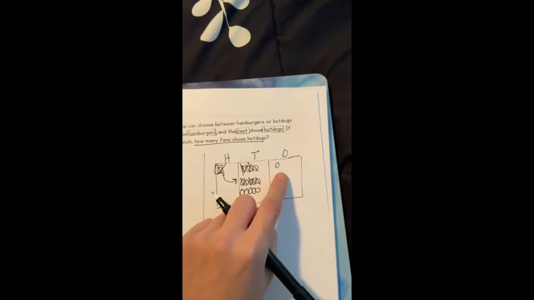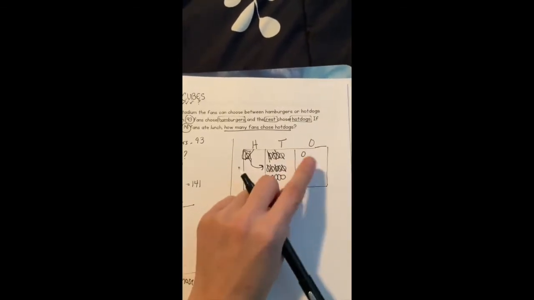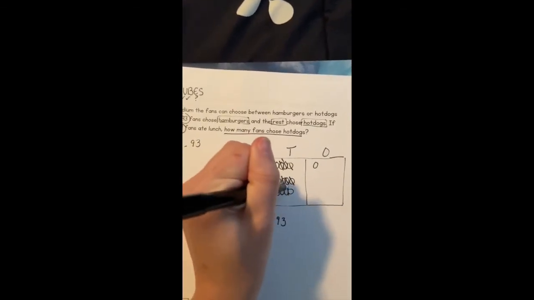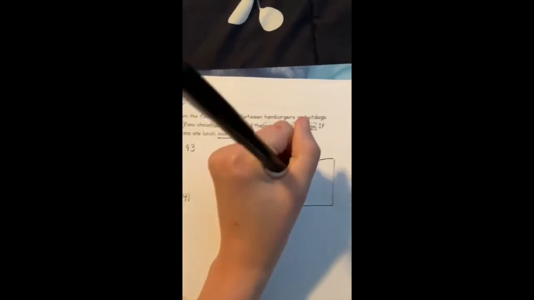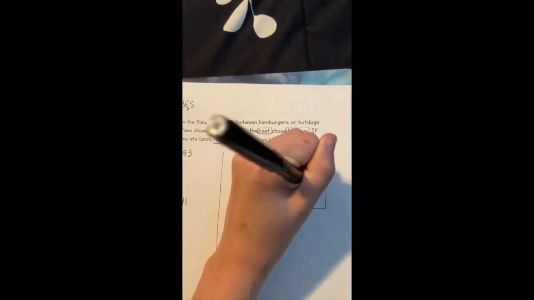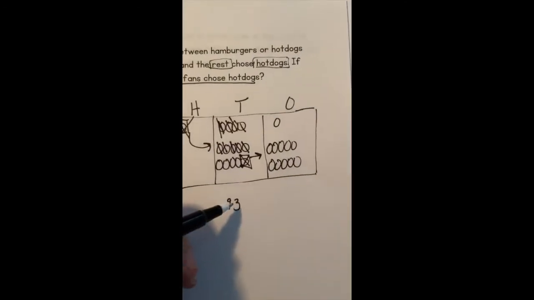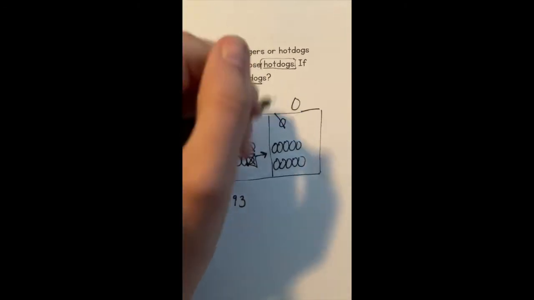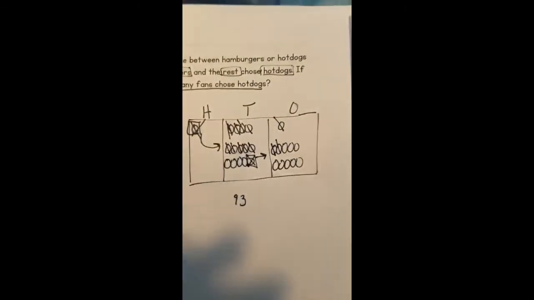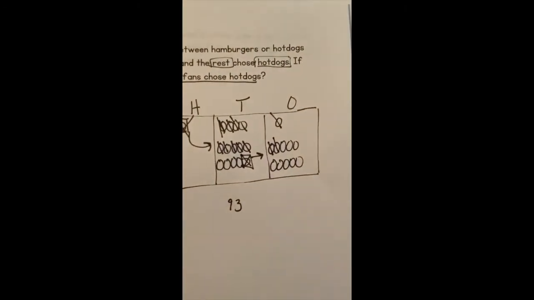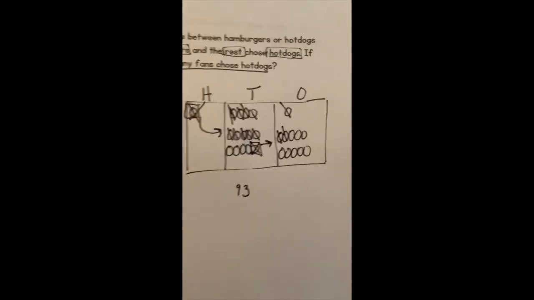Boom. Now I need to cross off 3, but again, I don't have that, so I'm going to take one of these little fellas and bring it over here. Take this one. Cross that guy out because he's done. Now I need to cross off 3 of these. 1, 2, 3. Now I should be able to see the ones left over, which are the ones that chose hot dogs.